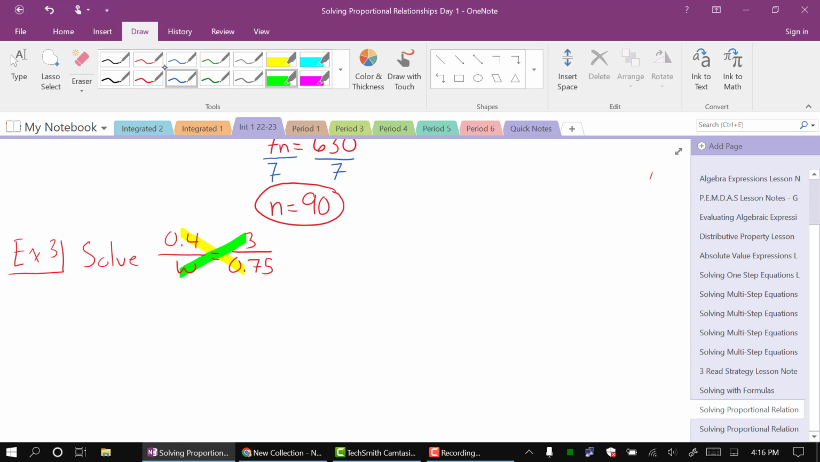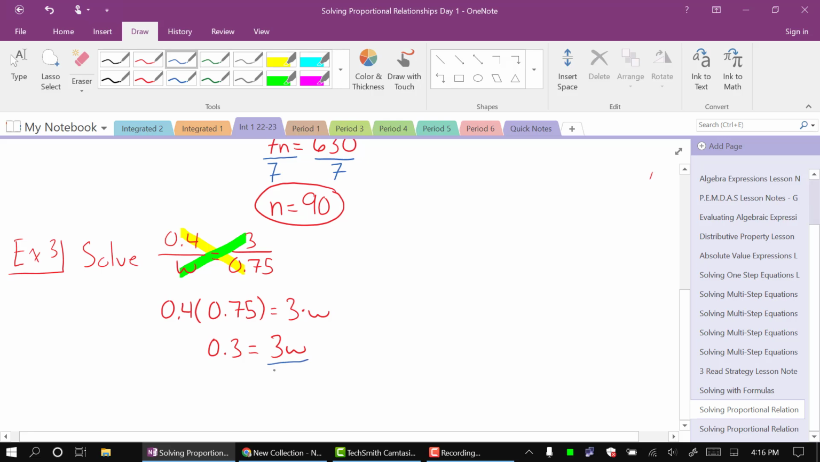So I'm going to multiply 0.4 times 0.75. I'm going to use parentheses to do this multiplication because I'm using the decimal point. And on the right, I'm going to have 3 times w. Well, 0.4 times 0.75 is going to be 0.3. 3 times w is just 3w.